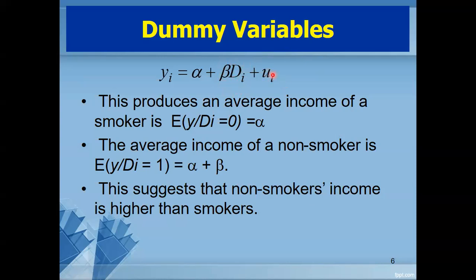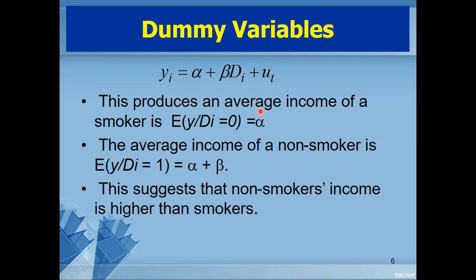Forget about this error term. Then the average income of the smoker is going to be equal how much? 0. Right? The average income of the smoker is going to be equal to 0. Then you can calculate the average income of the non-smoker.